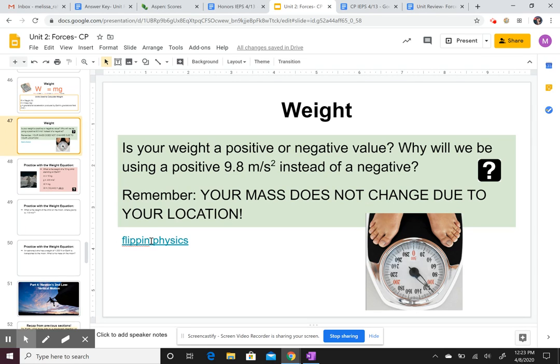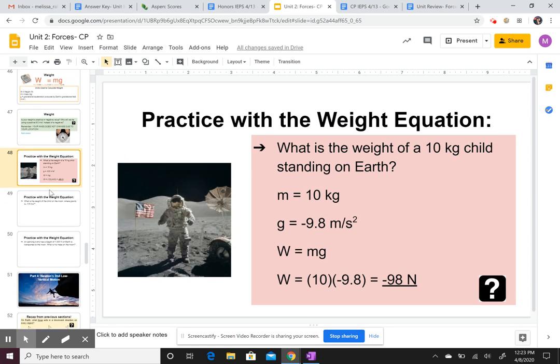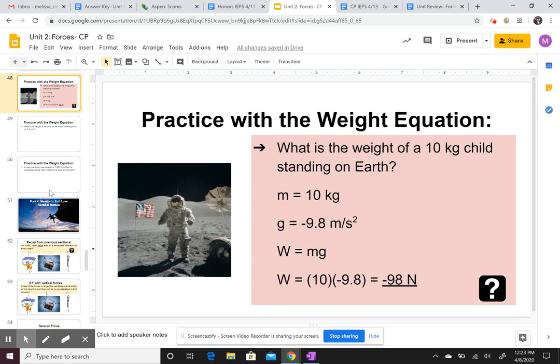There's a Flipping Physics video here. If you feel like you need some extra practice, you can go to these slides, click this video, and he will walk you through some example problems. Here are some practice problems too that we'll do together.